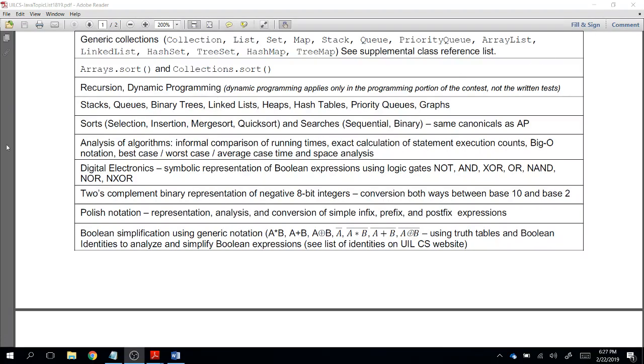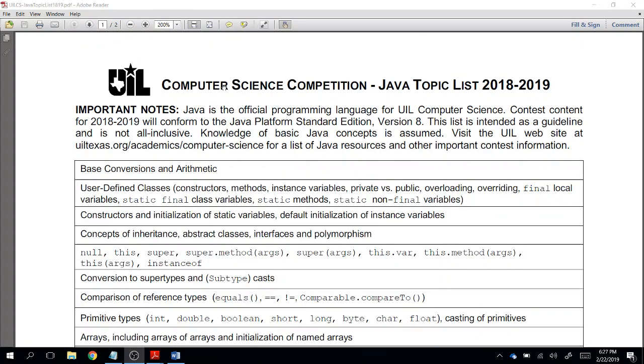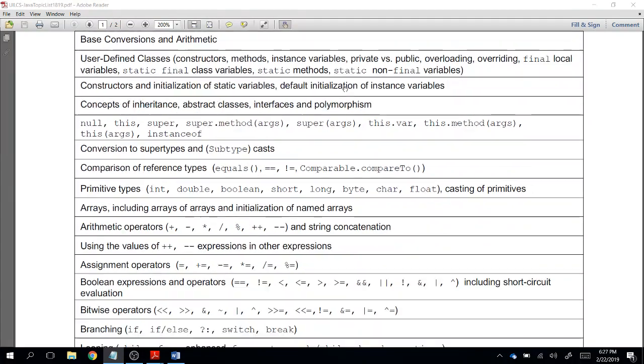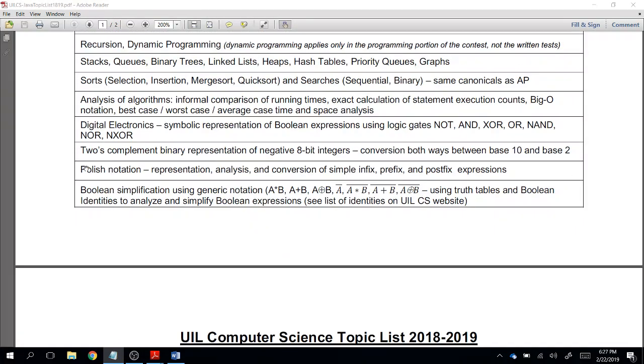Now, if you look on the website, you can download this PDF file that is titled UIL Computer Science Competition Java Topic List 2018 and 2019. And if you scroll down, you see that one of the topics is Polish notation, representation, analysis, and conversion of simple infix, prefix, and postfix expressions.